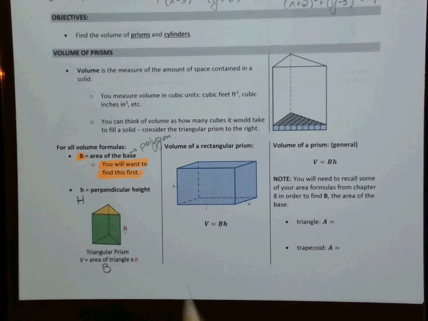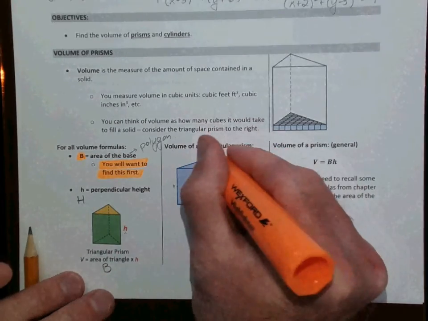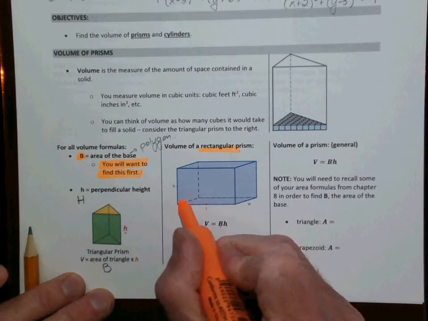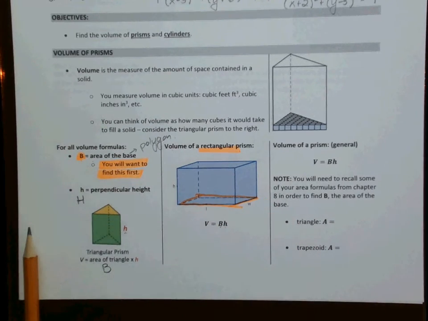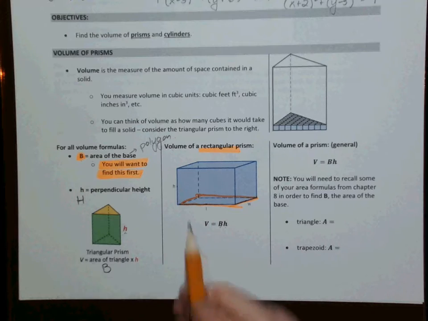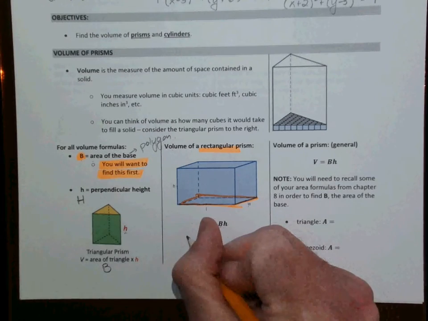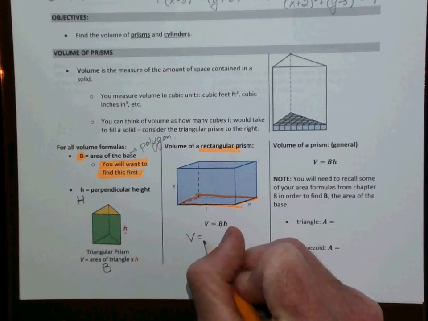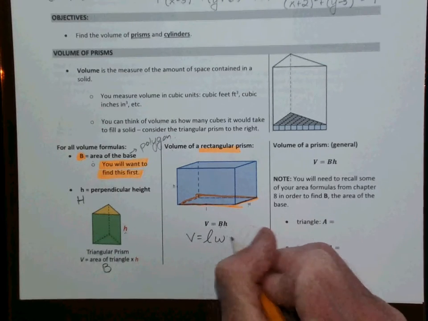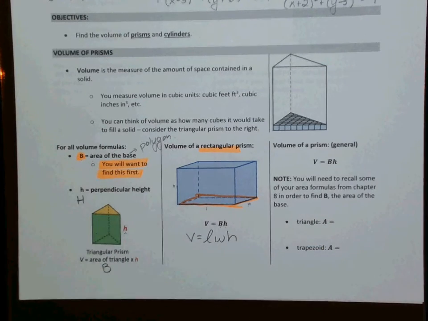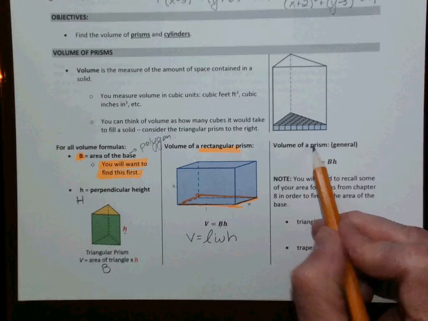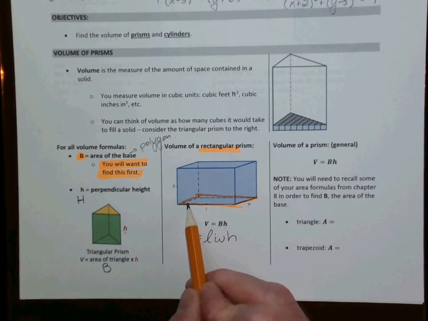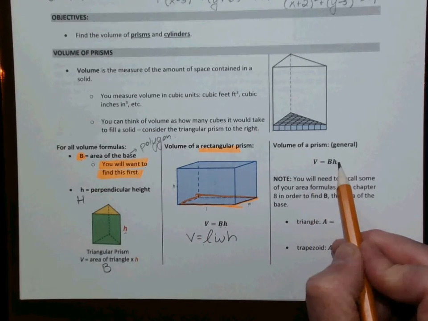Well, it's a rectangular prism, so the base is this rectangle. The area of a rectangle is length times width. So the volume, you could think of it as length times width times height. And that may be a volume formula that you learned in middle school. The volume of a prism in general is the area of the base times the height.